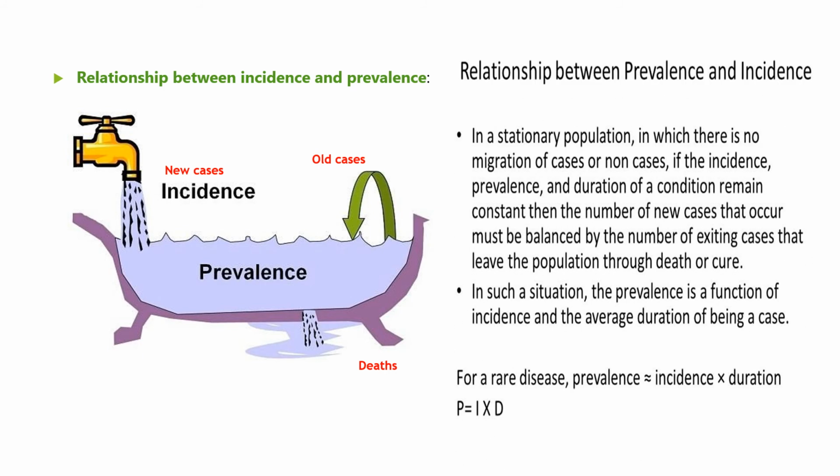So basically, in a stationary population in which there is no migration of cases or non-cases, if the incidence, prevalence and duration of a condition remain constant, then the number of new cases that occur must be balanced by the number of exiting cases that leave the population through death or cure. In such a situation, the prevalence is a function of the incidence and the average duration of being a case. And for a rare disease, prevalence becomes equal to incidence into duration. This is P equal to I multiplied by T.